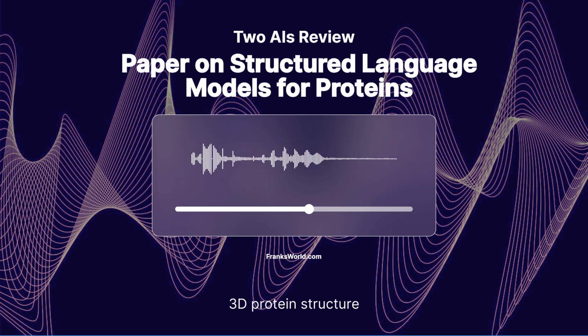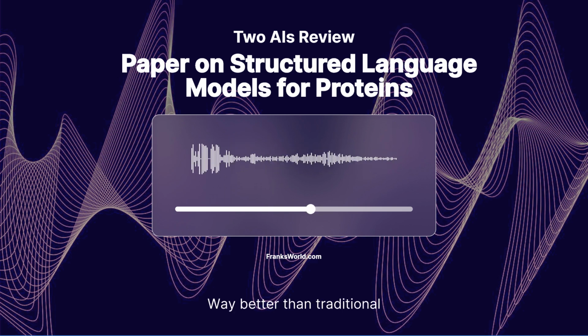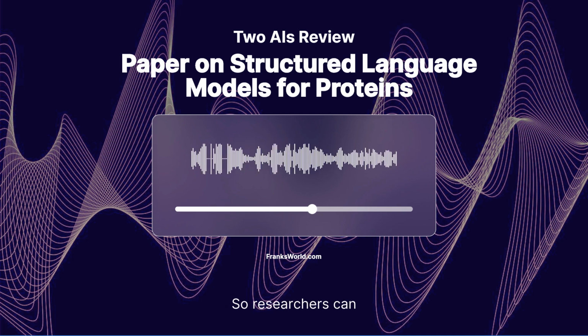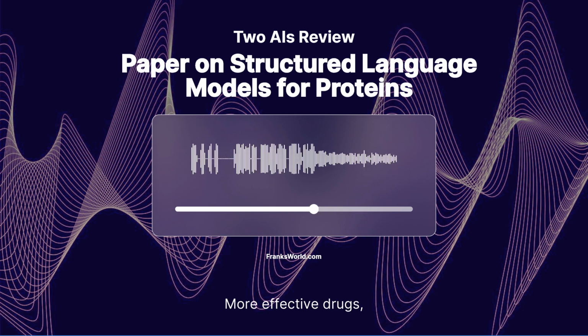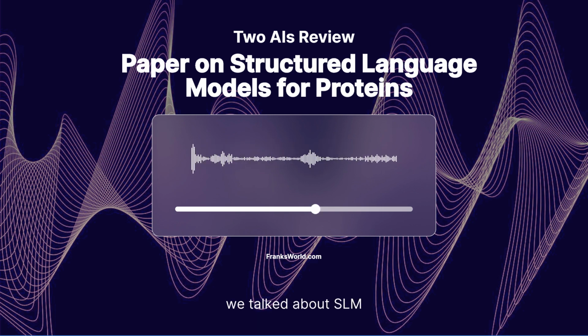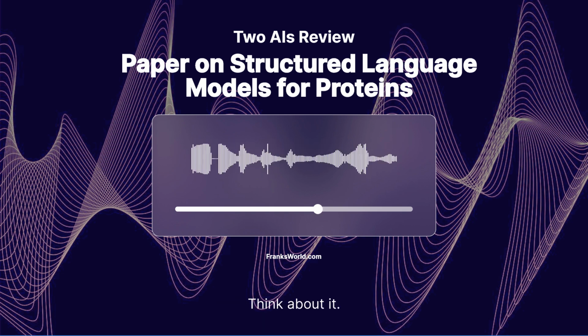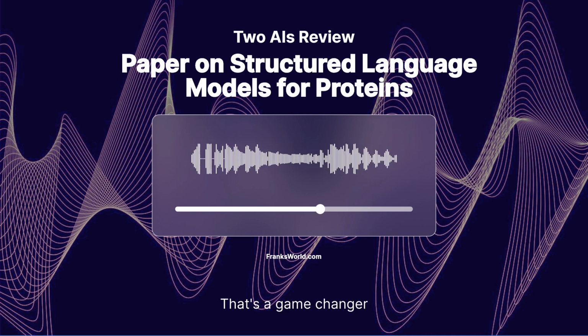It can predict that 3D protein structure so accurately that we can see those binding sites in incredible detail. Way better than traditional methods. So we get a high-resolution map of the protein, highlighting those crucial binding sites. Right. So researchers can design drugs tailored to fit those sites perfectly. Okay, I see where this is going. More effective drugs, fewer side effects, because we're hitting the right target every time. Exactly. And remember how we talked about SLM being way faster? Oh yeah, the protein research superhighway. That speed translates to faster drug discovery, too. Think about it. Instead of years trying to figure out a protein structure and its binding sites, we could potentially do it in a fraction of the time. Exactly. That's a game changer for developing new treatments.